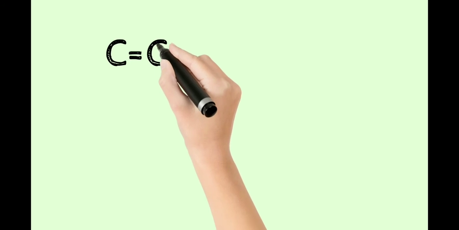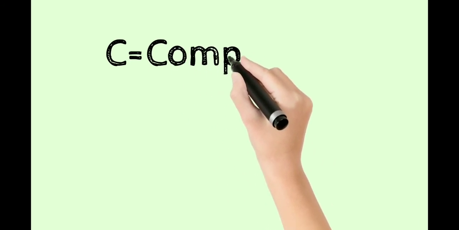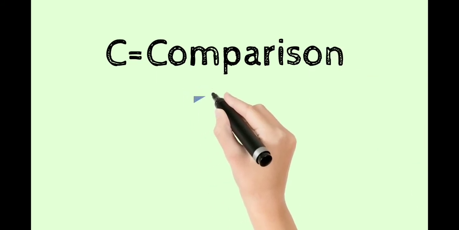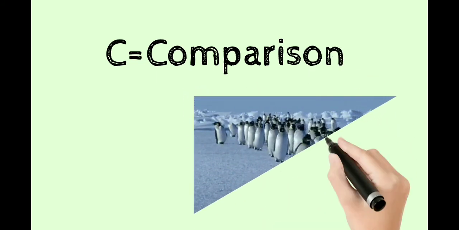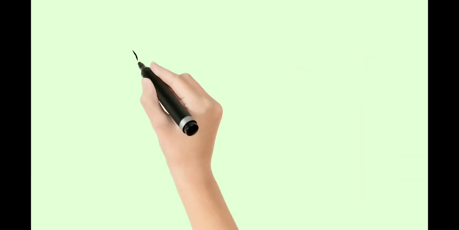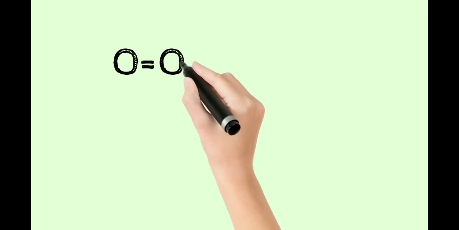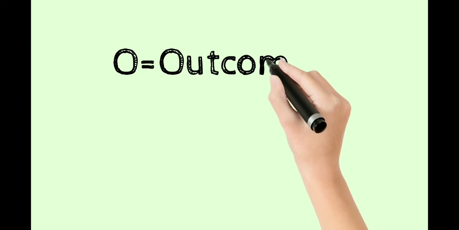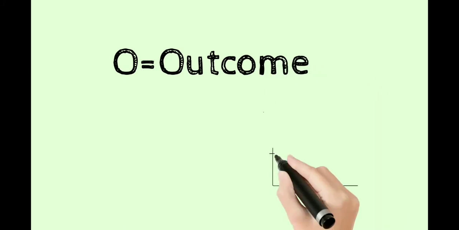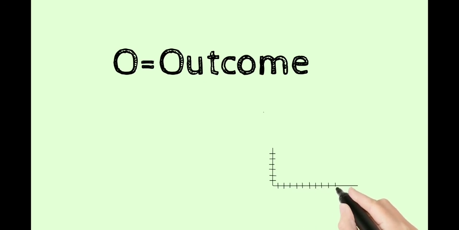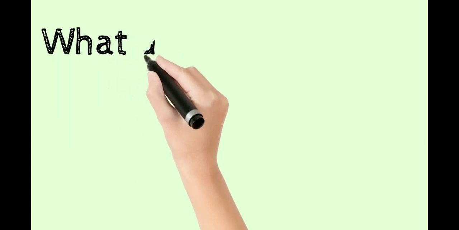The next component of PICO is C, which is for comparison. The comparison group is, for example, placebo or an alternative treatment. We have different groups, and the comparison group is C. What is O? O stands for the outcome, for example, the change in health expected as a result of the intervention. That is what is included in PICO.